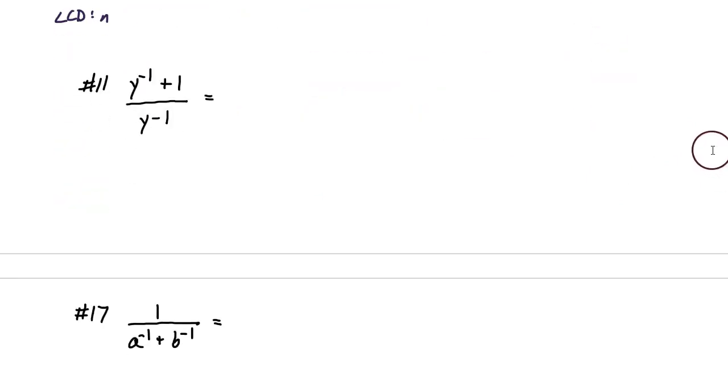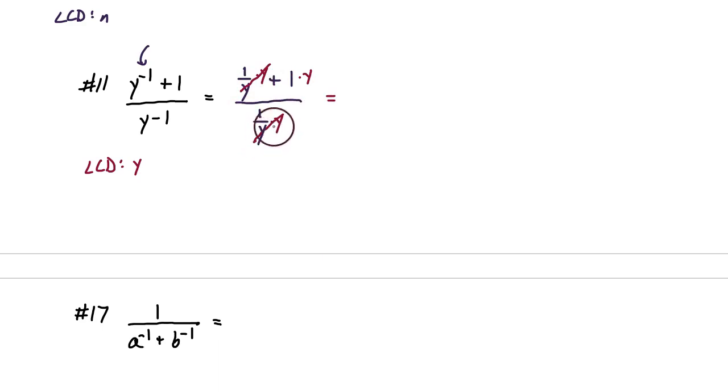Number 11 will also be a complex fraction after we rewrite it using this negative exponent. We can write that as 1 over y. And here's the plus 1, and down in the bottom we can write it as 1 over y. So now it's easier to see that it is a complex fraction. The lowest common denominator is a y. So times by y, times by y, times by y. These cross out, these cross out. So we're left with 1 plus y all over 1. That's just 1 plus y.